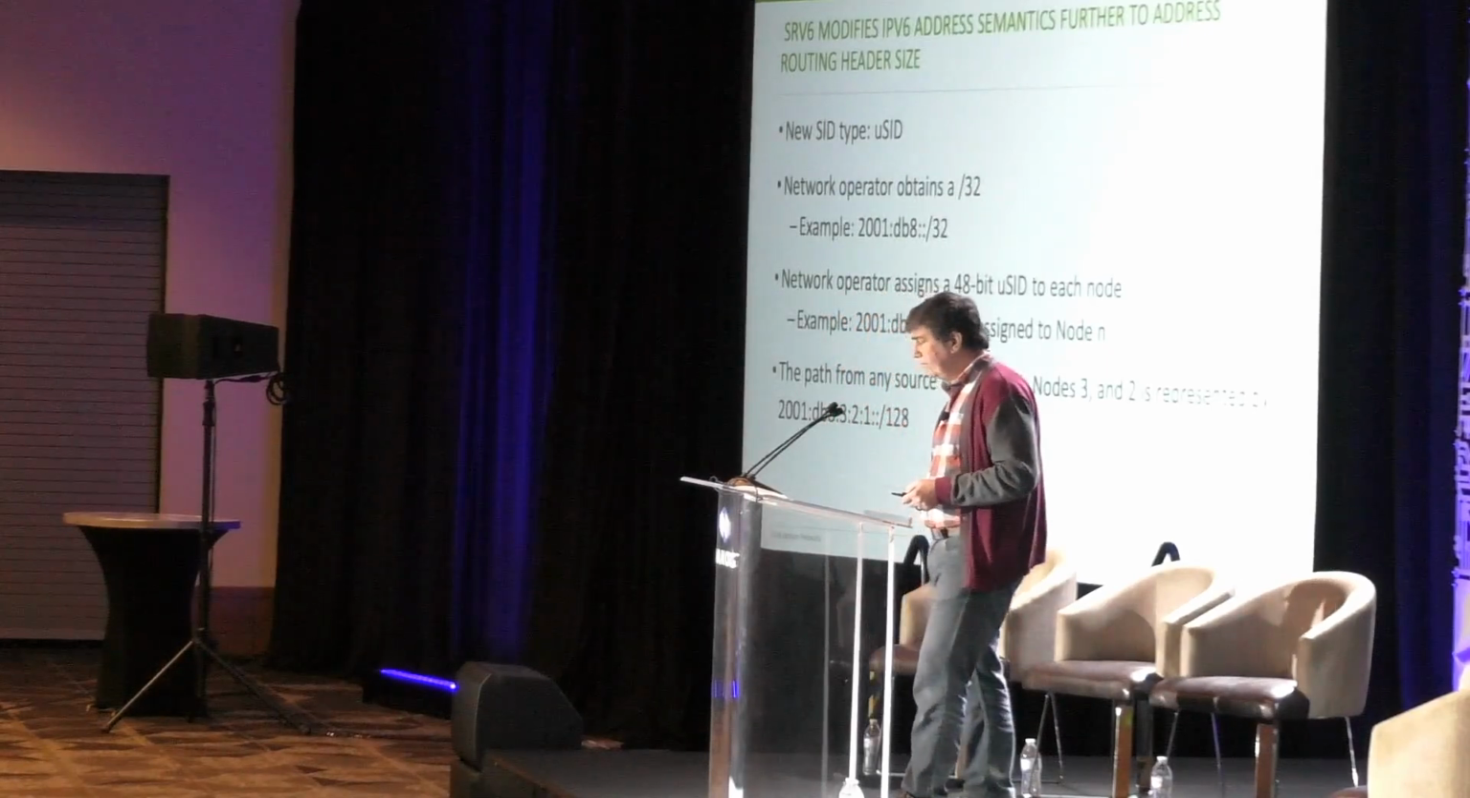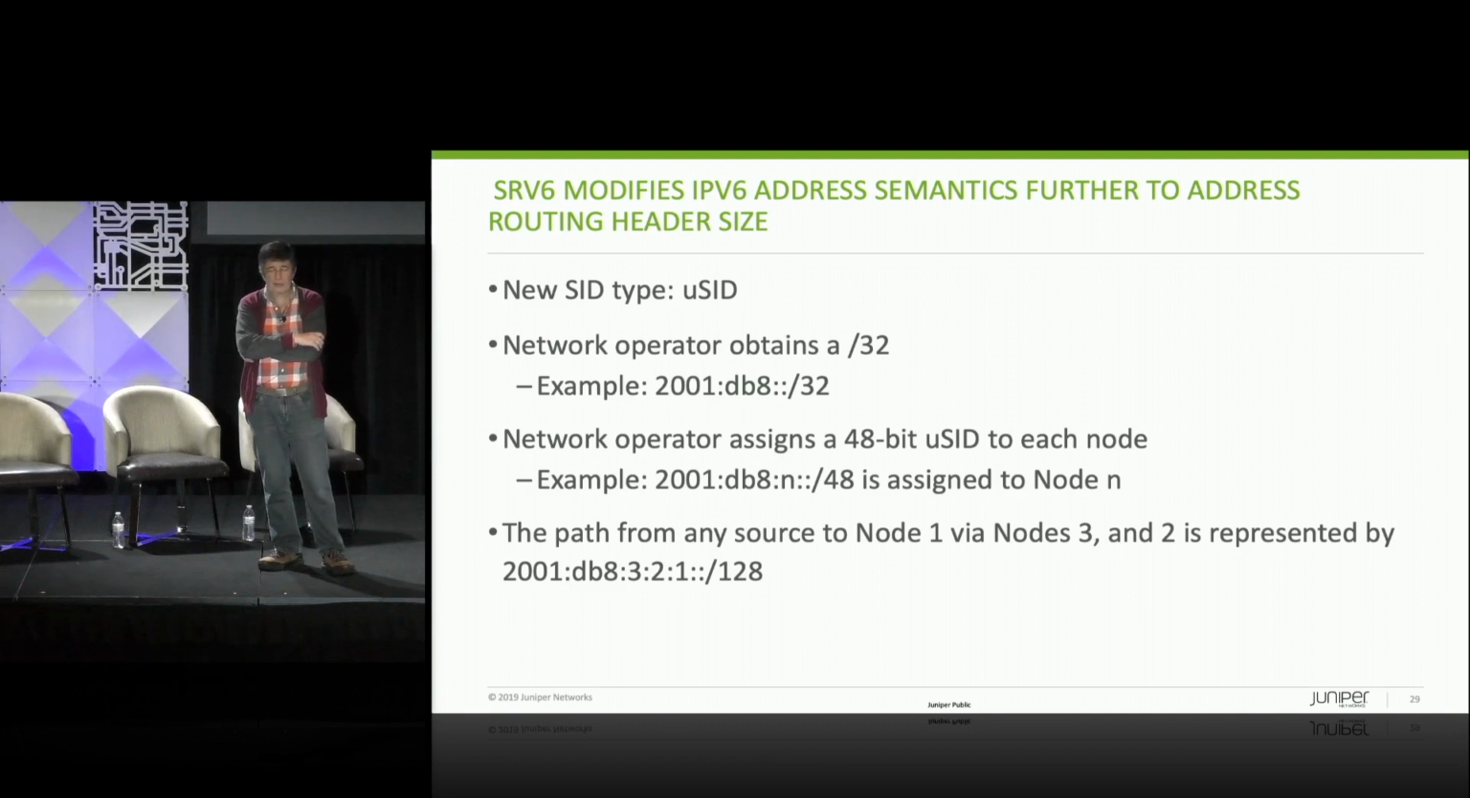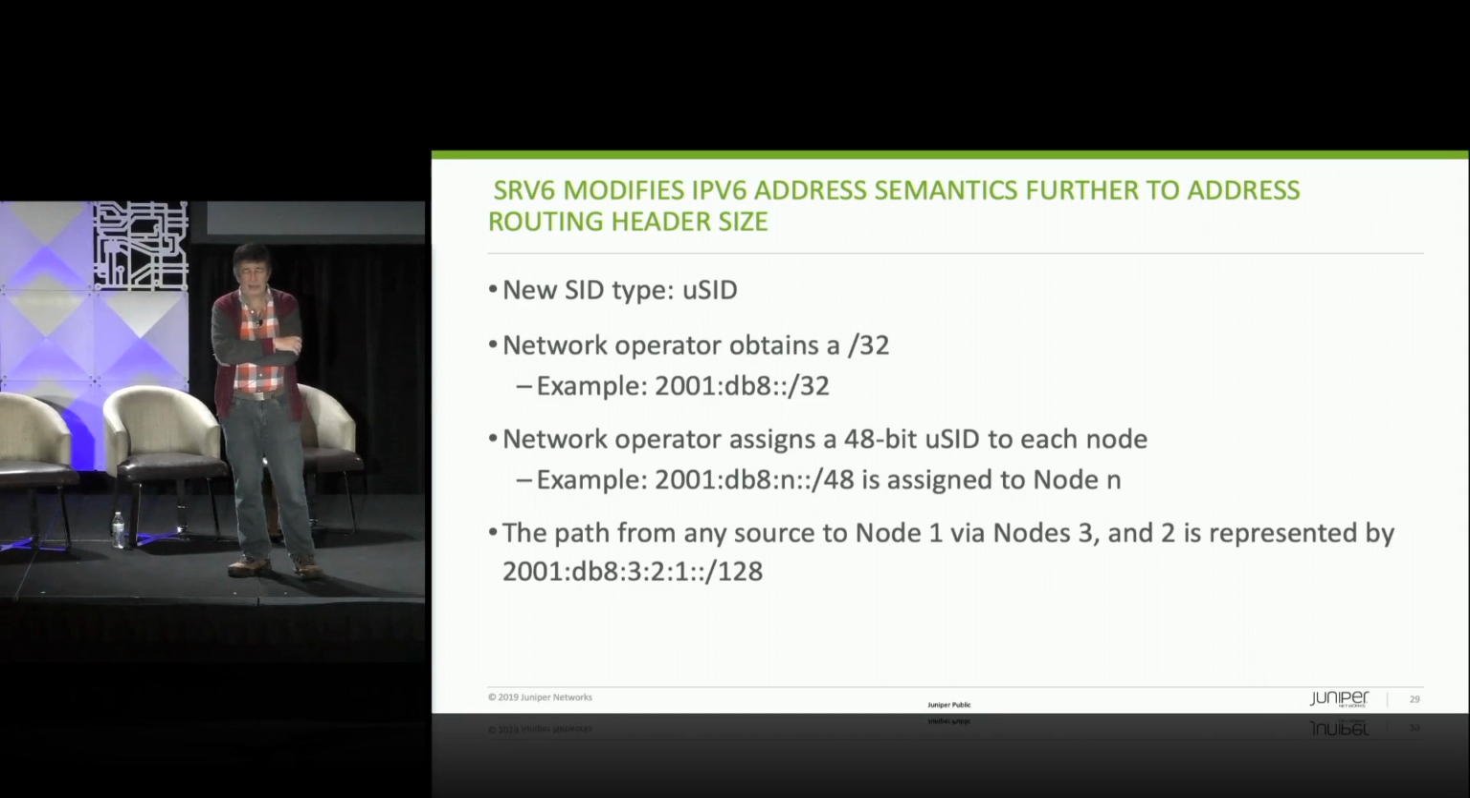Okay. At the last IETF, there was a proposal to reduce the size of routing headers for SRv6. And that proposal introduced a new SID type called the micro-SID. The micro-SID modified IPv6 semantics even more. Basically, the way it works is a network operator obtains a /32 for micro-SID processing. So let's say he gets 2001:db8::/32. Then from that /32, he assigns a /48 to each node.